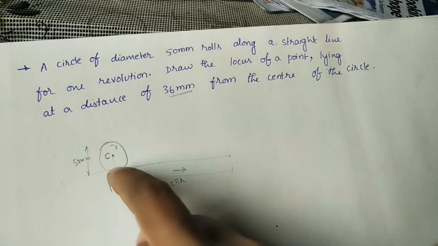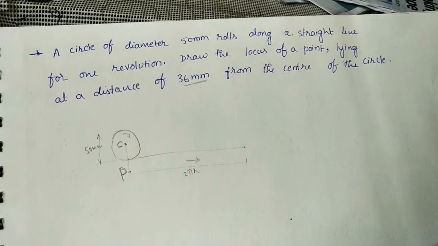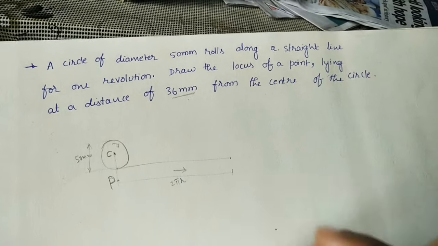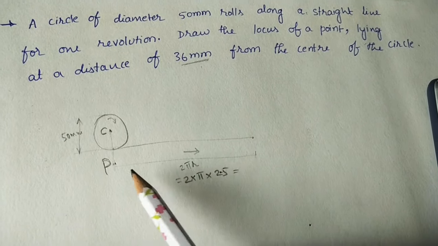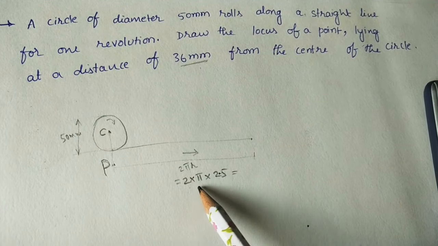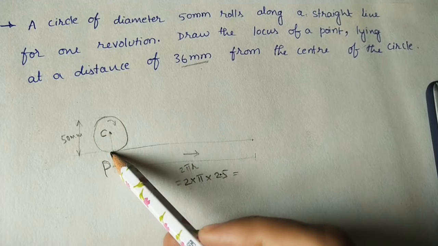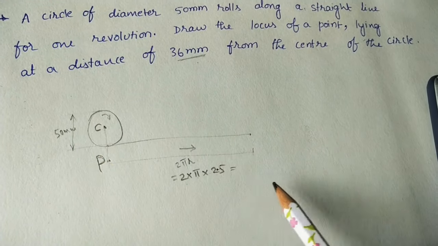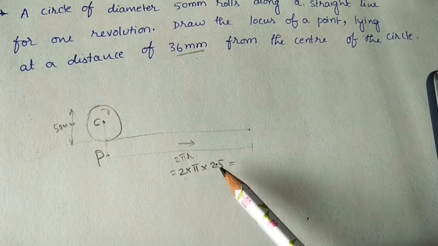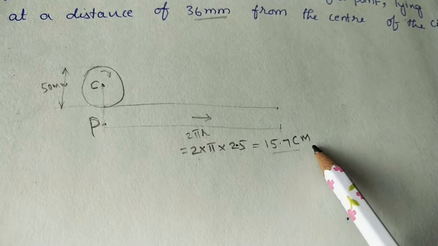The circle is rolling in the clockwise direction on the horizontal surface. Let us do practically by using this arrangement. After that, we will do this diagram by using the drawing instruments. For one revolution, it is moving 2 pi r distance. So calculate this value: 2 into pi into r, where r is the radius of this circle. How much radius? Half of it, 25 mm. Take it in centimeters so that we can draw the line in the sheet. So 2.5 centimeters. Using the calculator, we got this value, 15.7 centimeters.